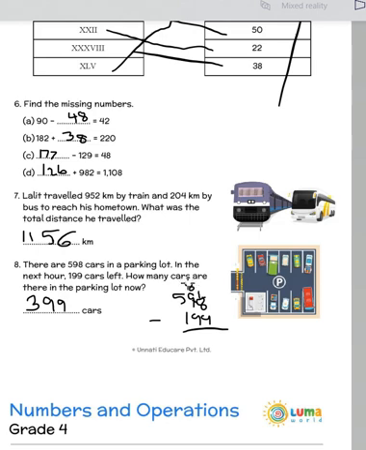So 18 minus 9 is 9, and again 8 minus 9 not possible, so you need to borrow from the hundreds. It becomes 4 and this becomes 18 and this becomes 9, and 4 minus 1 is 3, and that's how we have 399 cars which are there. Now let's look at the next one.